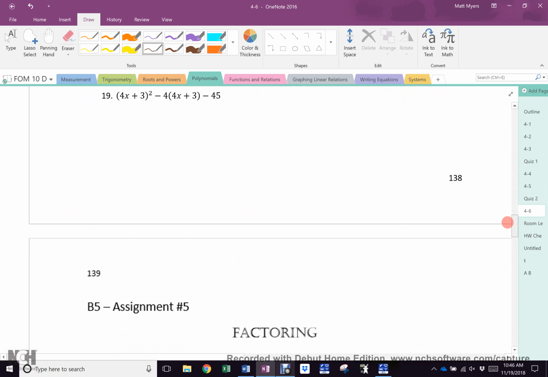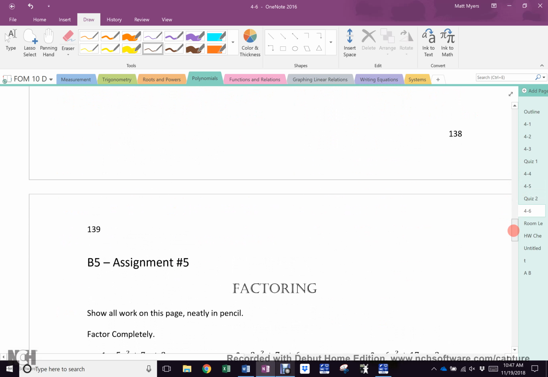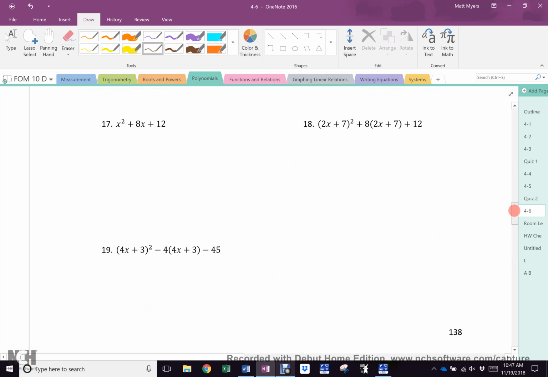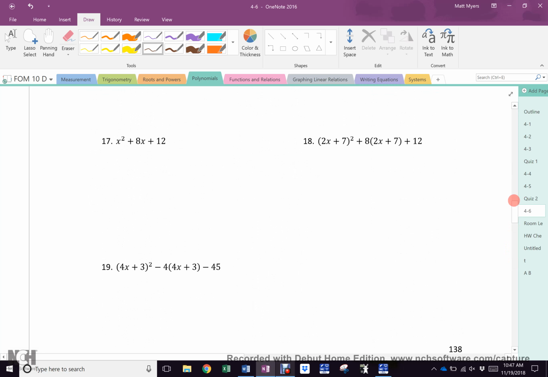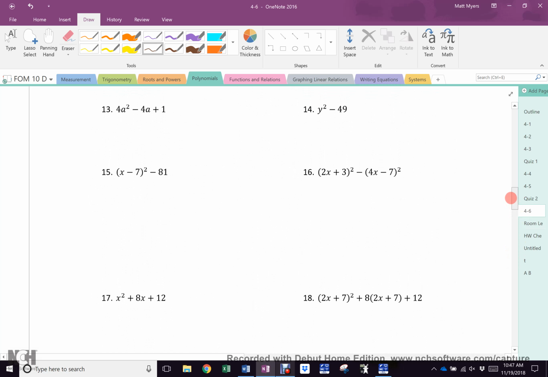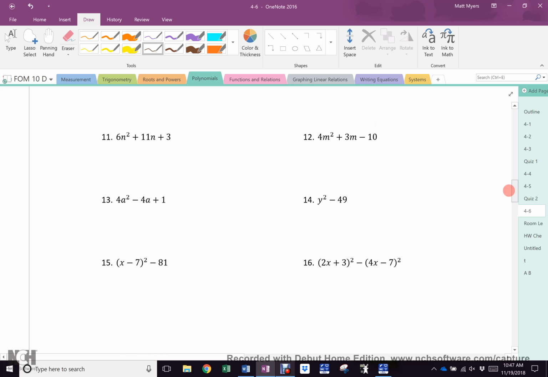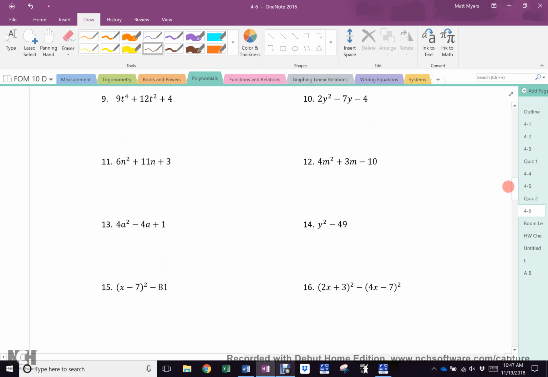Your homework tonight is page 138. And 139 will be what you walk in here tomorrow and start right away with your peers. You do 138 tonight. Now, look at 138. Look at 18. Look at 19. Look at 15. Look at 16. And remember the gift of math that I have given you to make your math life easier.